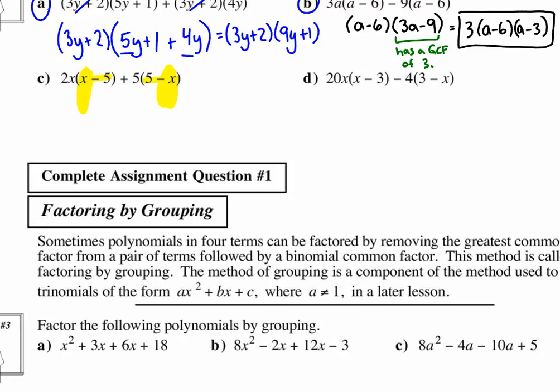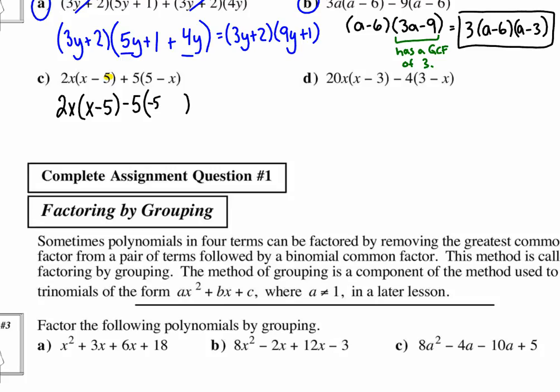Now, how can we make the signs the same? It's just like when we subtracted, we changed it to addition. We're going to change the signs of the second one. Instead of having a plus 5x, we're going to make it negative 5x, and that will switch the signs inside. It's as if we're factoring negative 1 out. We're making it subtraction by switching the sign. So instead of a positive 5, we're going to have negative 5 instead of negative x.